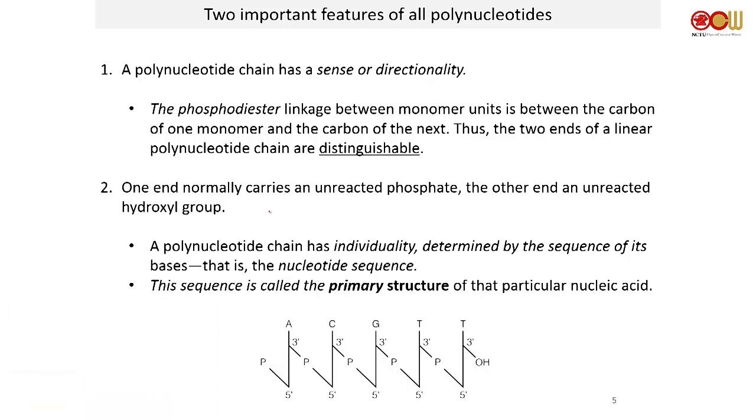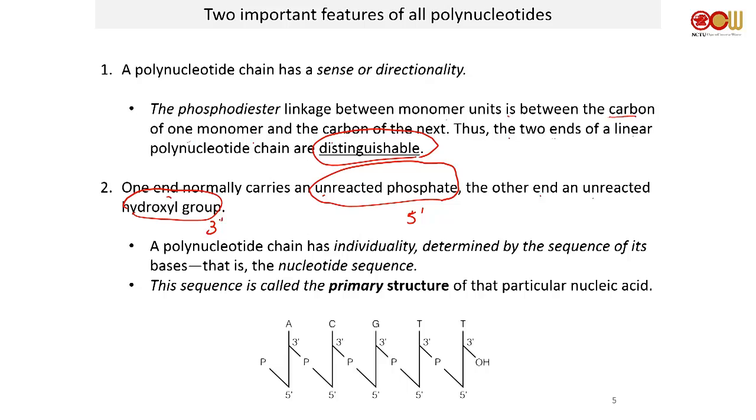The phosphodiester bond, or phosphodiester linkage, between the monomer units is between the 3' carbon of one monomer and the 5' carbon of the next. Thus, the two ends of a linear polynucleotide chain are distinguishable. You can tell which one is the head and which one is the tail. One end normally carries an unreacted phosphate, obviously that's going to be the 5' end, and the other end will have an unreacted hydroxyl group, obviously this is going to be the 3' end.